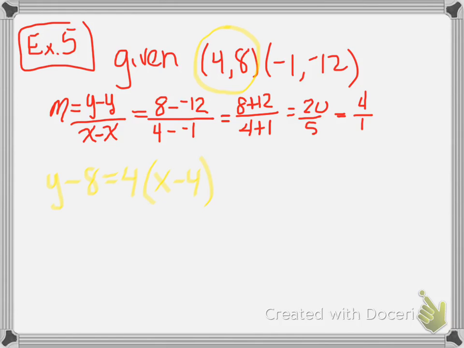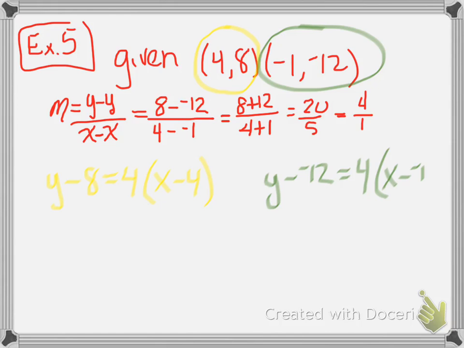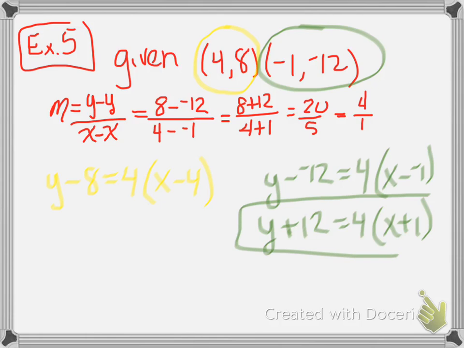If you chose, let me change colors. If you chose this point, your answer will be y minus negative 12 equals 4 times x minus negative 1. So I would simplify that to y plus 12 equals 4 times x plus 1. So this would be your answer if you use the second point, and this would be your answer if you use the first point. And it doesn't matter, you don't have to do both, you can choose either one.